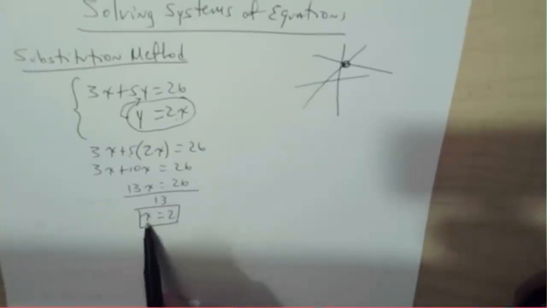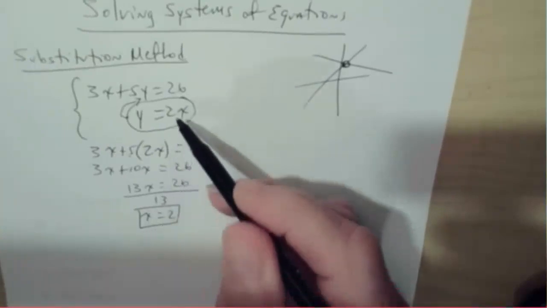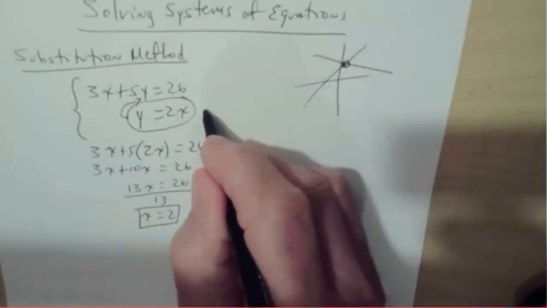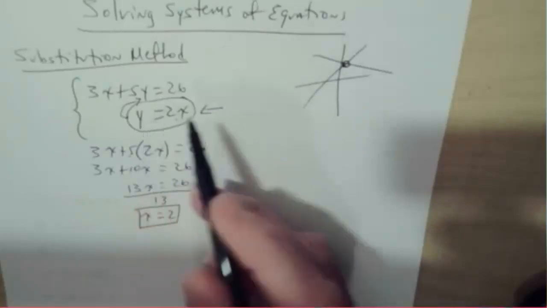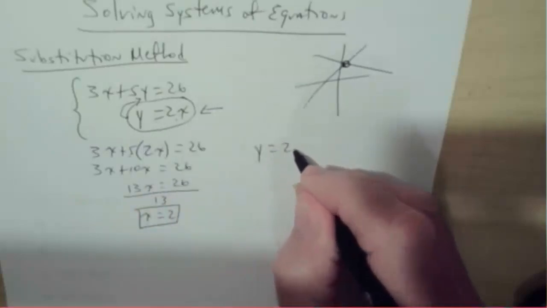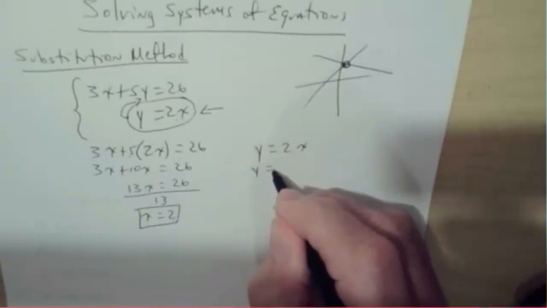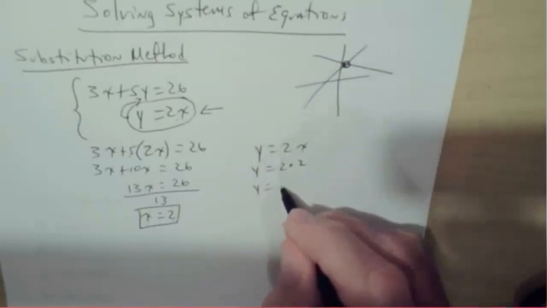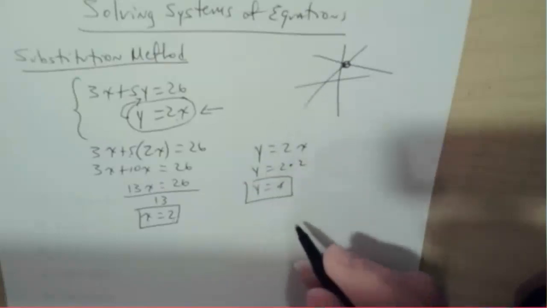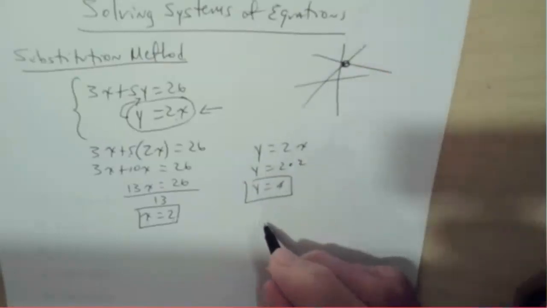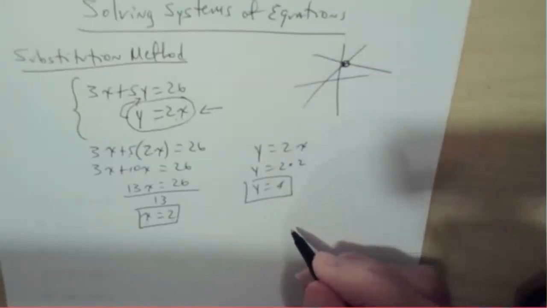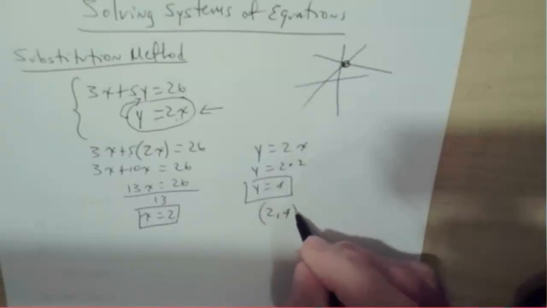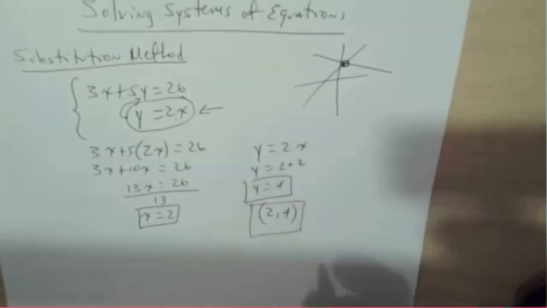So now we know that x is 2. We can plug it into either one of these equations. It doesn't make any difference which one. Let's go ahead and use this one because it's already solved for y. Y equals 2x. So y equals 2 times 2, so y is 4. So our point here is 2 comma 4. And again, that's where the two lines intersect.